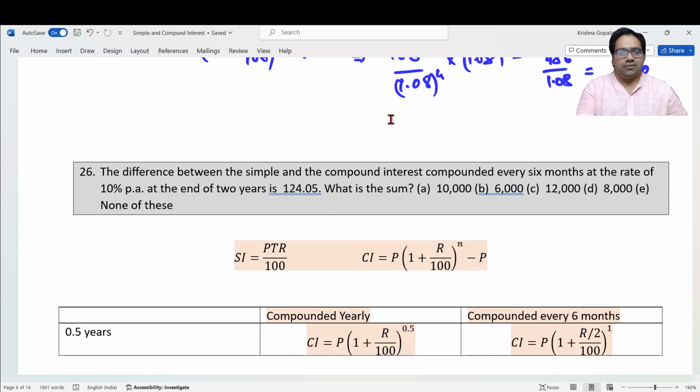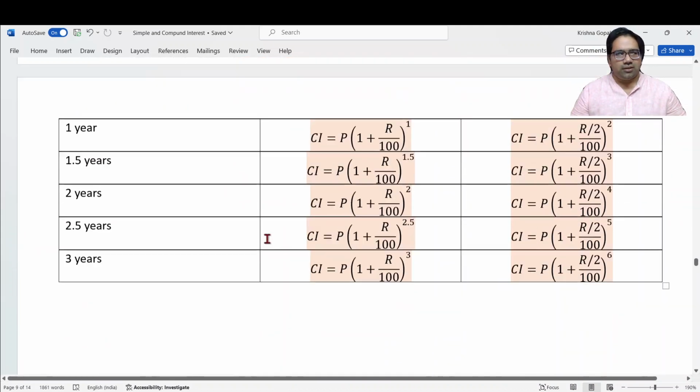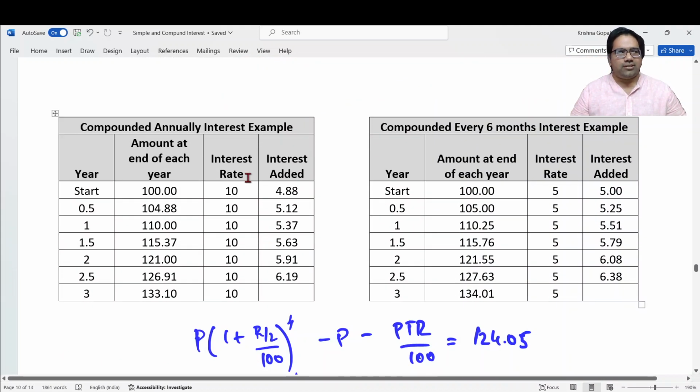Earlier, we had discussed compounded every year. Compounded every 6 months means at the end of every 6 months, they will add whatever interest has come up to the principal. Okay. So, for example, let's take this example.